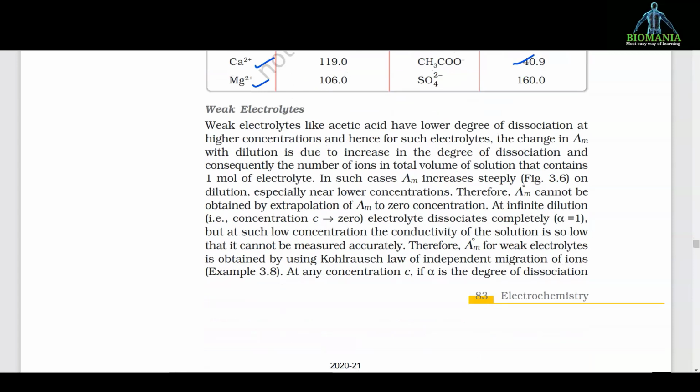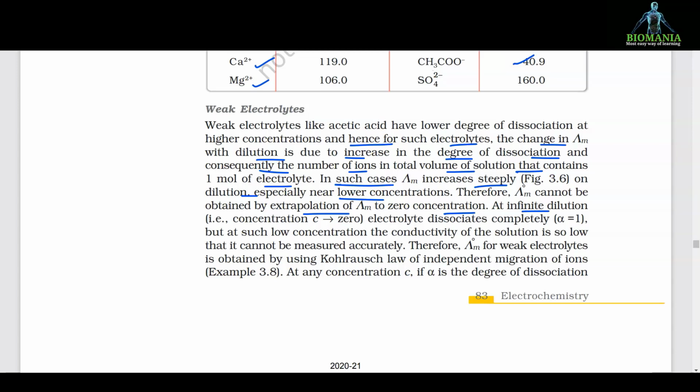Now weak electrolytes. Weak electrolytes like acetic acid have lower degree of dissociation at higher concentration, and hence for such electrolytes the change in lambda m with dilution is due to the increase in the degree of dissociation and consequently the number of ions in the total volume of solution that contains 1 mole of electrolyte. In such cases, lambda m increases steeply on dilution, especially near lower concentrations. Therefore, lambda naught m cannot be obtained by extrapolation of lambda m to zero concentration.